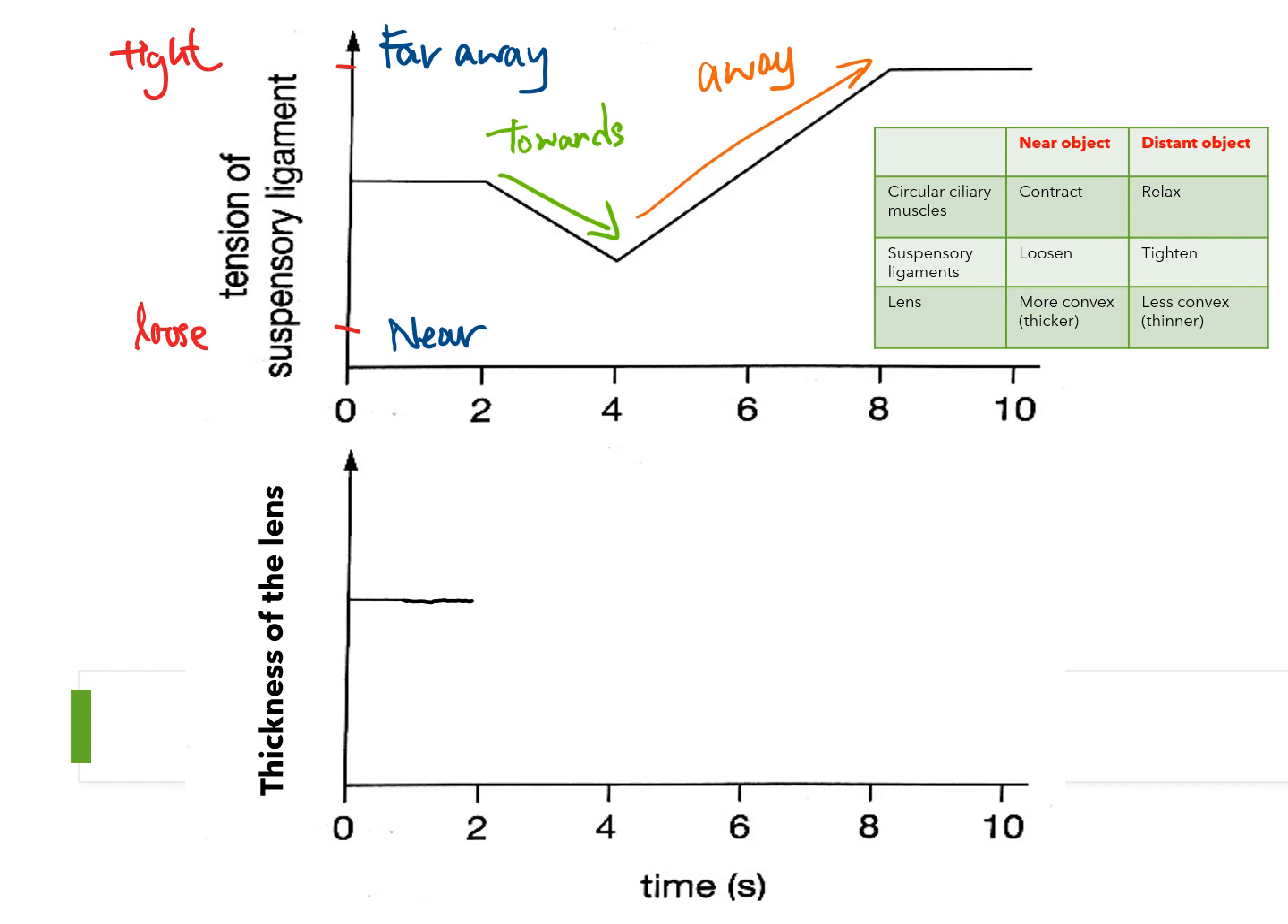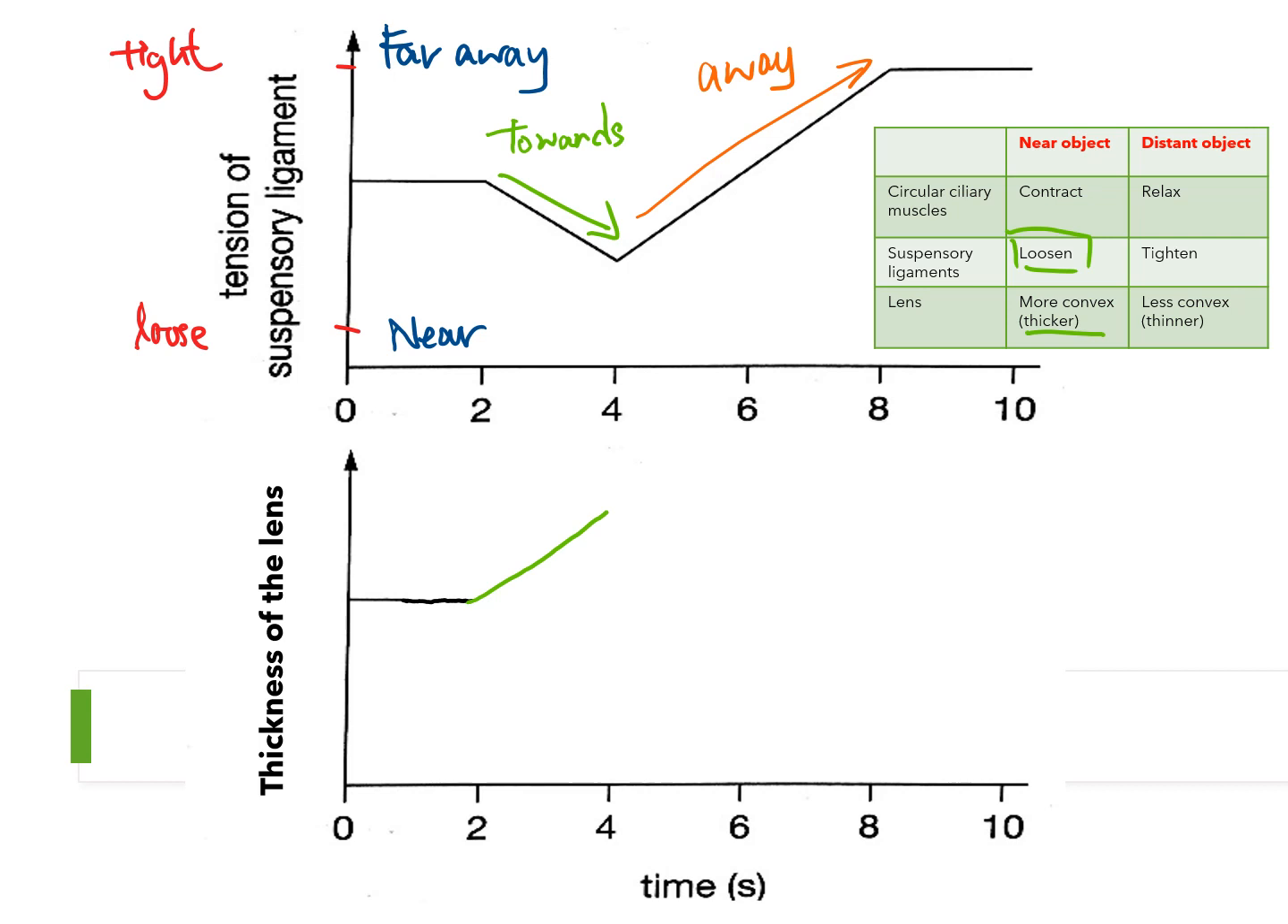From 2 seconds to 4 seconds, the tension of the suspensory ligaments is going down. That means it is being loosened. What happens to the lens? Based on the table, the hints, you should know the lens should become thicker. That means the thickness of the lens increases from 2 seconds to 4 seconds.